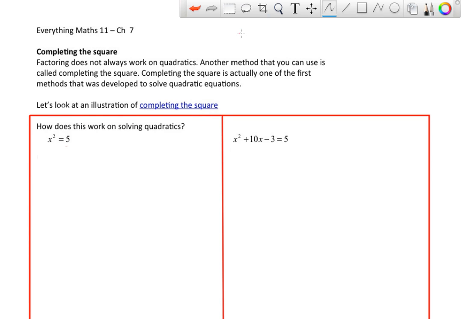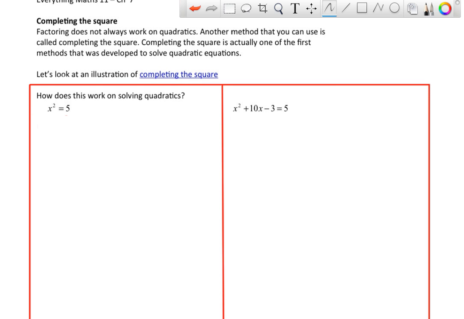Okay, so far we've factored quadratics for solving them, but that won't always work. A lot of things aren't factorable. Completing the square is another way that you can solve a quadratic. It's been around a long time, and I'll try to explain how it works, and then we'll do a couple of examples.